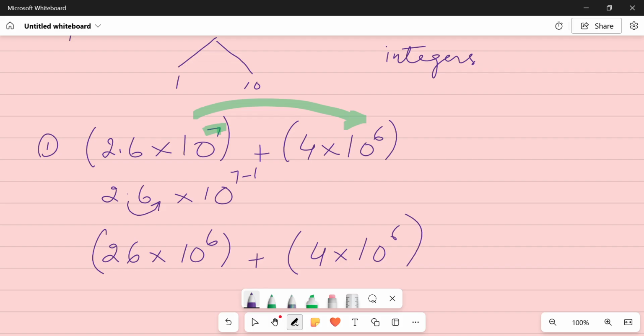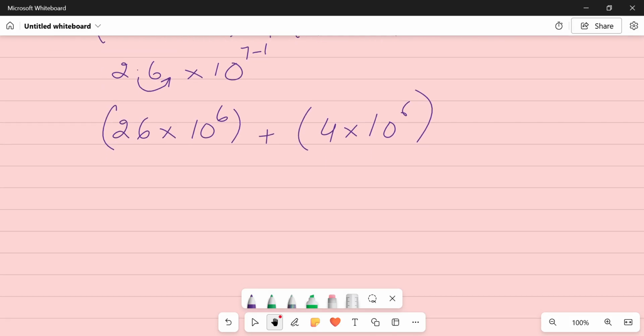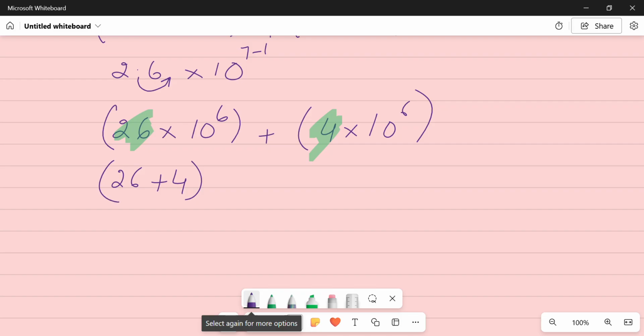Okay. Now, as you can see, both the numbers are like terms. Both have 10 to the power 6. Now what we need to do? Now we need to add this and this, right? So 26 plus 4, and we are left with 10 to the power 6. So here we need to take a common. 26 plus 4 gives you 30 times 10 to the power 6.